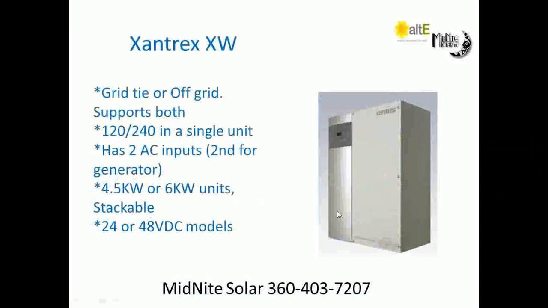Again, a quick rundown of the XW. It's grid tie or off grid out of the same box, 120, 240 in a single unit. It's available as 4.5, 6 kilowatt 48 volt or 4 kW 24 volt. It is a single inverter in the box, so therefore it only has one battery breaker, a little easier to cable up, a little more room in the box. And it does have two inputs, one for generator and one for utility.